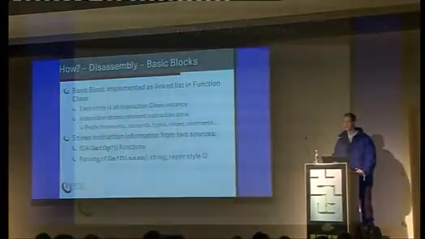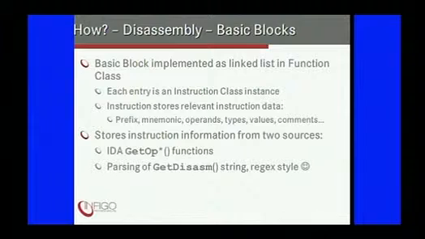A basic block is implemented as a linked list. Each code instruction is represented as an instruction class that has its prefix, mnemonic, operands, and so on. It stores all the information that is returned from the getOp functions, getOp value, getOp operand, and so on. And also, the instruction contains all the opcodes and operands that are associated with getDisasm. In the previous slide, this was discussed in cases when you don't want to use getMnem and you want to use getDisasm.